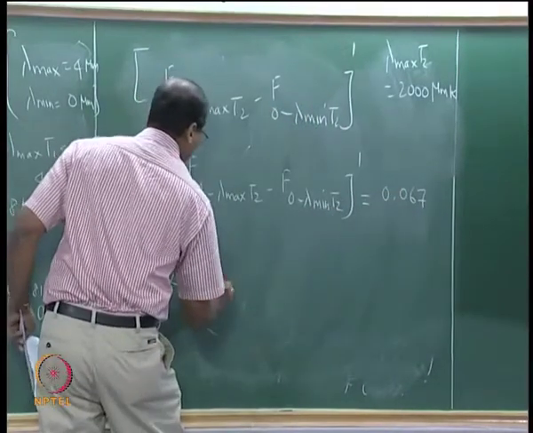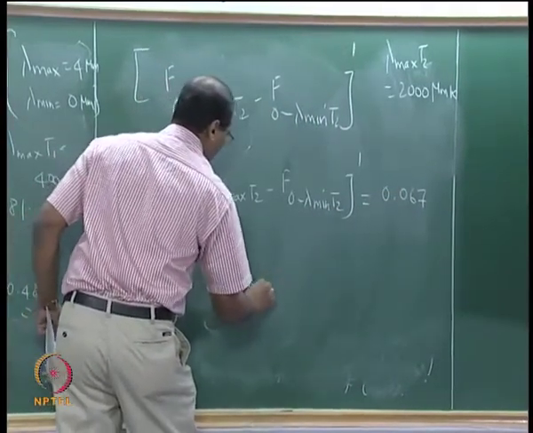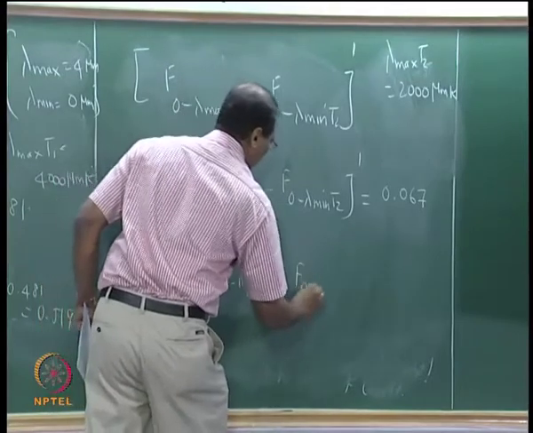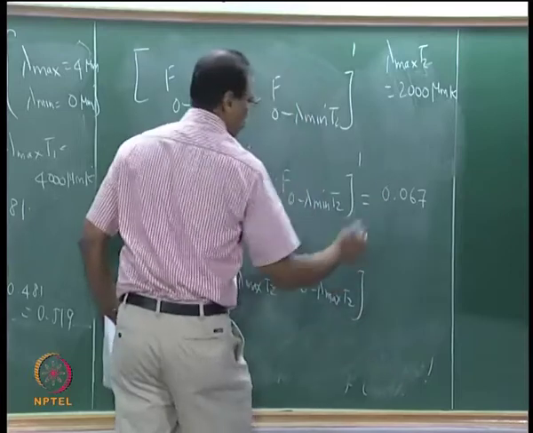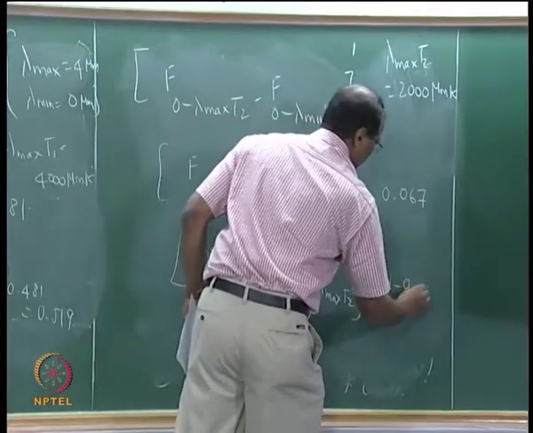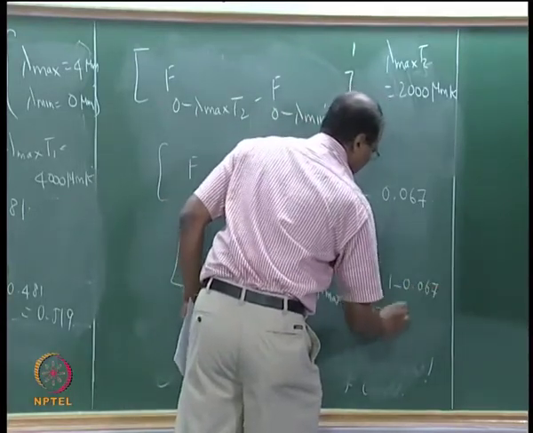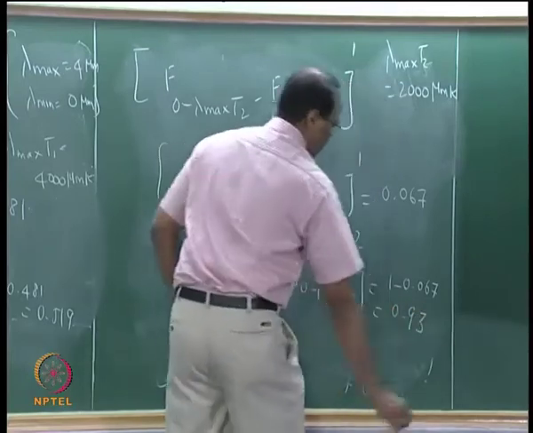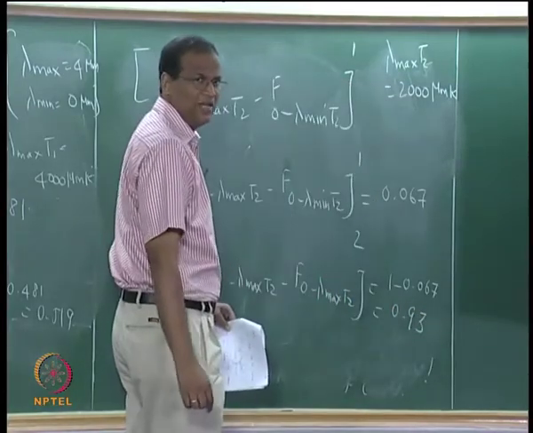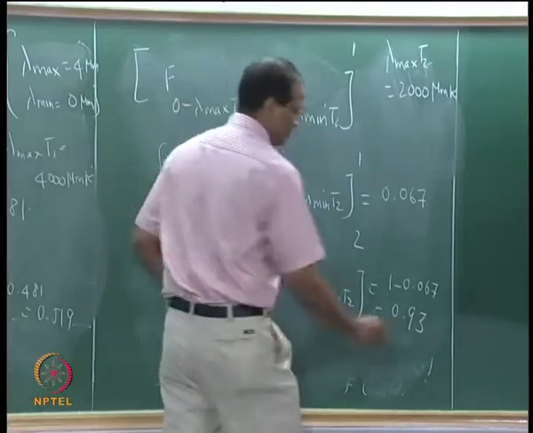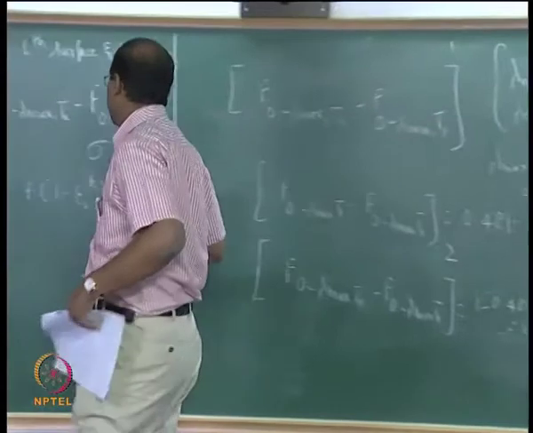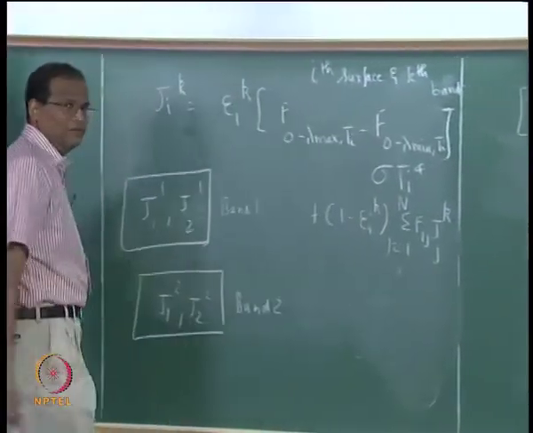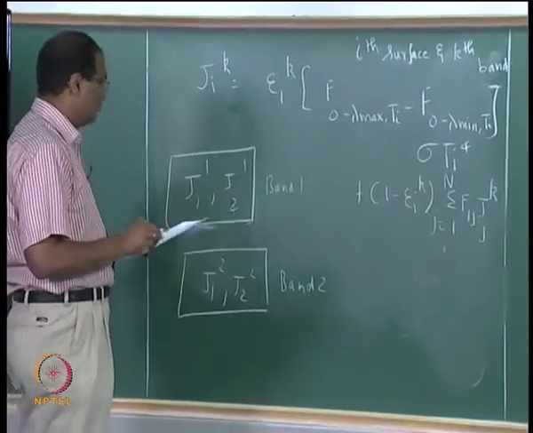Now f of 0 to lambda max T2 minus, of 2 equal to 0.933, okay. Now we got the important things here, other things are straightforward. Now we will write the bandwise equations.